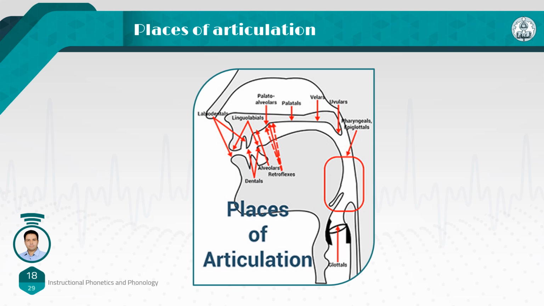In this picture, you can see all places of articulation all together. They are shown with red arrows. You can see labiodentals, dentals, alveolars, retroflexes, palatoalveolars, palatals, velars, uvulars, and glottals. All of them are shown in one picture, and all of them are different places of articulation.